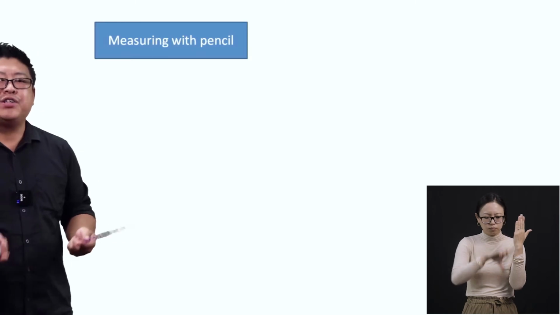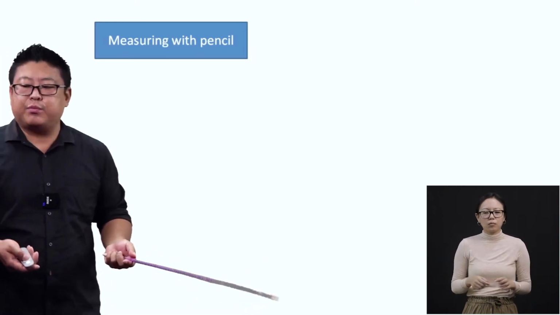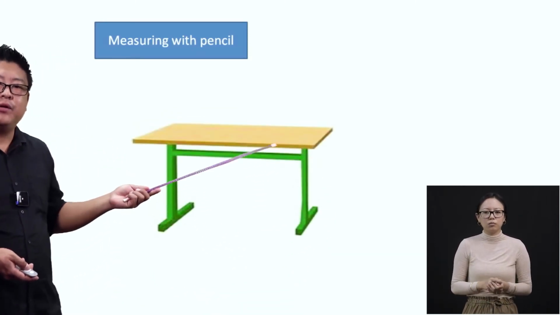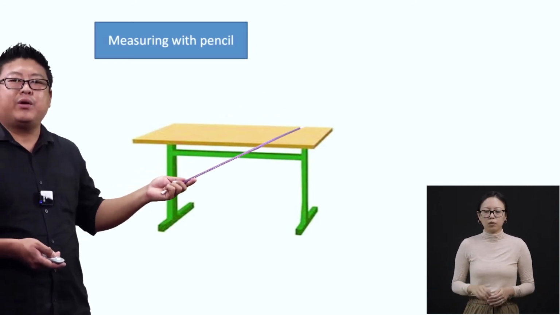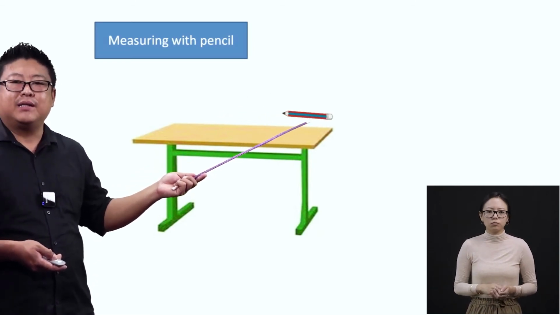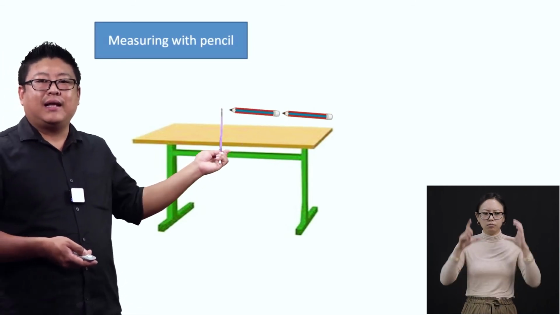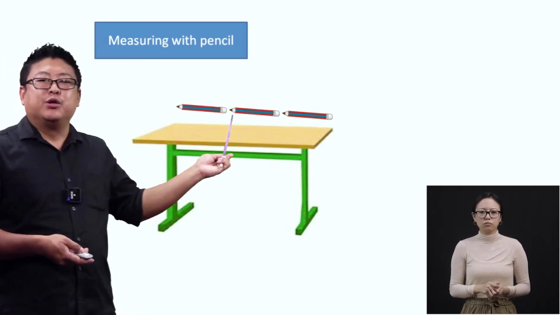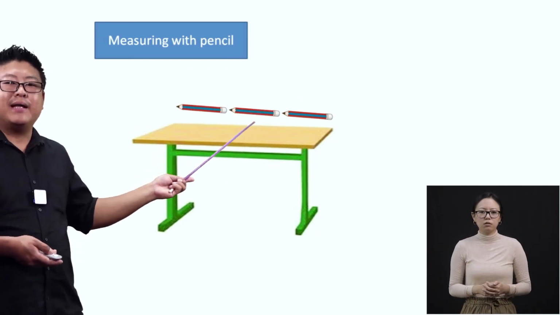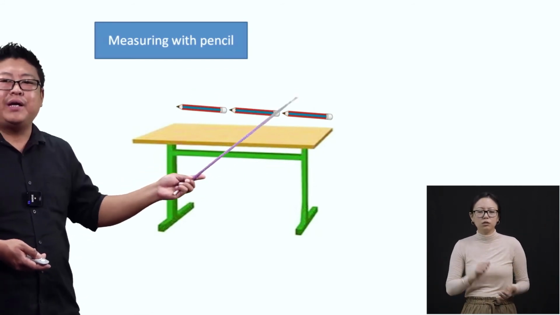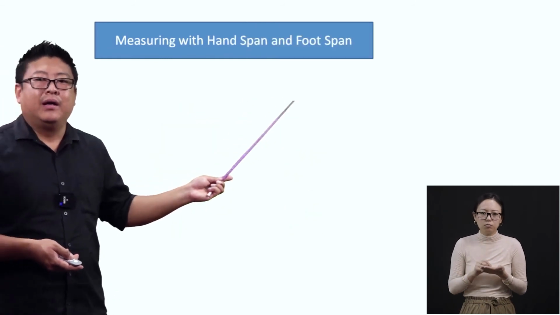Now, measuring with a pencil. Let's take an example of how to measure. For example, you have your desk here and you want to measure it with pencil. So this is how you're going to measure the first pencil, second pencil, and third pencil. So you can say that this desk is 3 pencils long. Okay? 3 pencils long. All right?